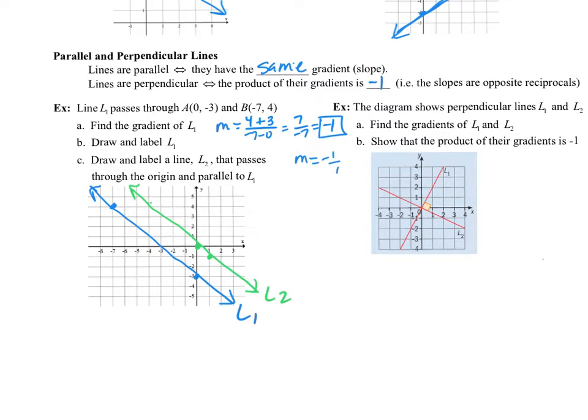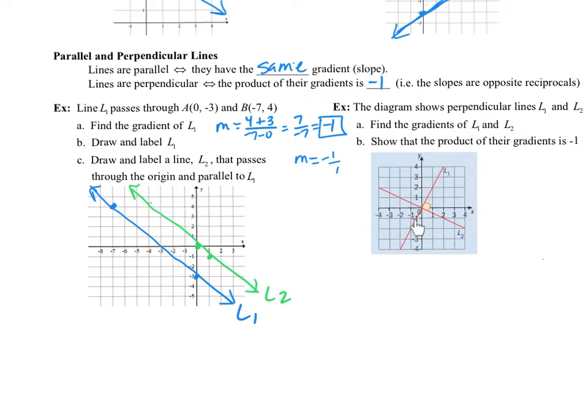Now let's take a look at this next example. It says the diagram shows perpendicular lines L sub 1 and L sub 2. So we're first going to find the gradients of the 2 lines, and then we're going to prove that they're perpendicular by showing that the product of their gradients is -1.